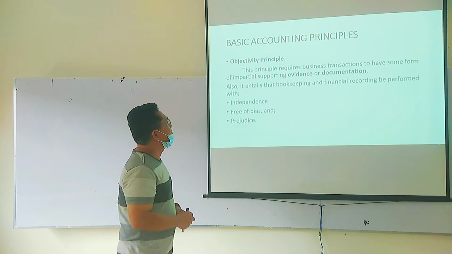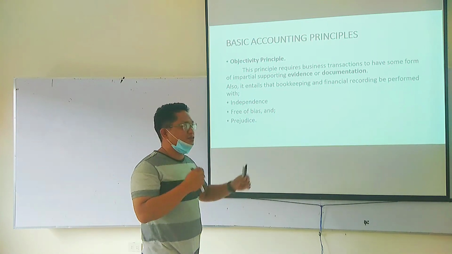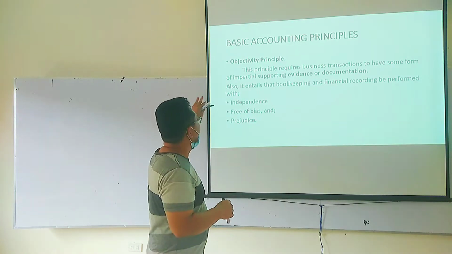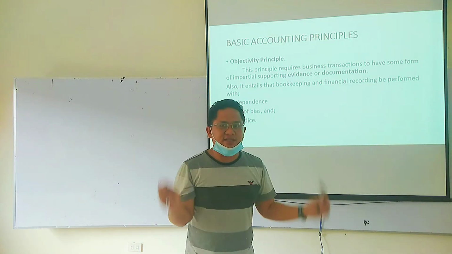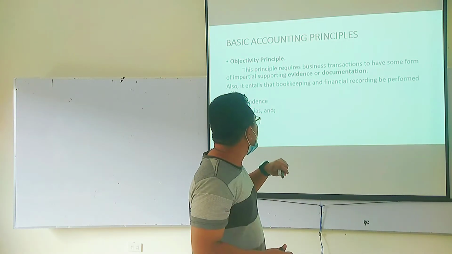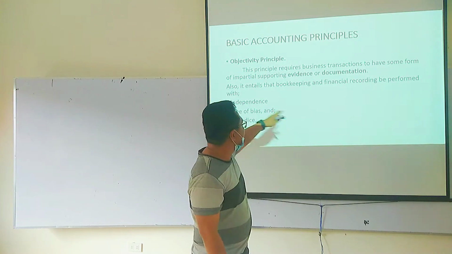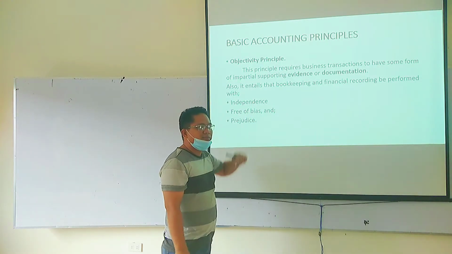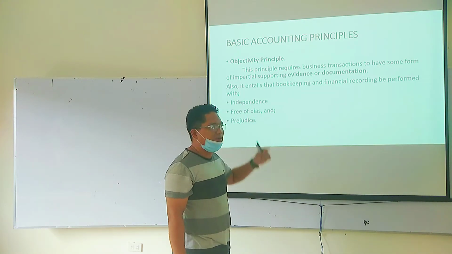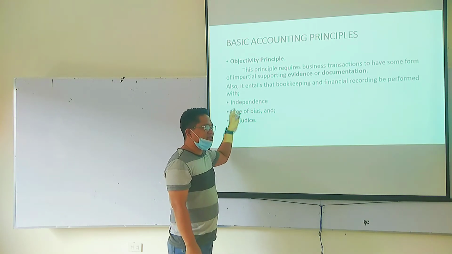Let's continue with basic accounting principles. Next is the objectivity principle. This requires the transaction to have some form of, the keyword here is impartial, so it must be supported by evidence or documentation. Objectivity can be accomplished by doing the following when performing your bookkeeping and financial recording. Number one, it should be done independently.